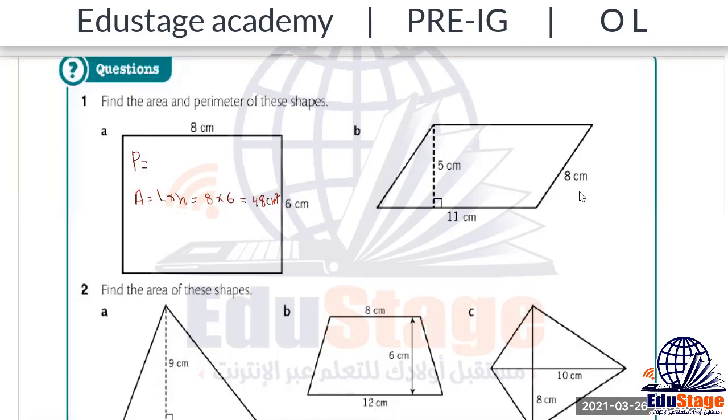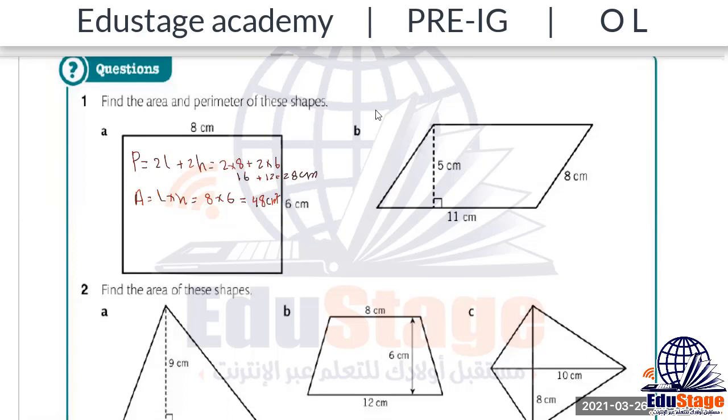Mahmoud, do the perimeter. Mahmoud, you have the mic. Sir, 68. Yes, because here it is 2L plus 2H, which is 2 times 8 plus 2 times 6, 16 plus 12, 28 centimeter.